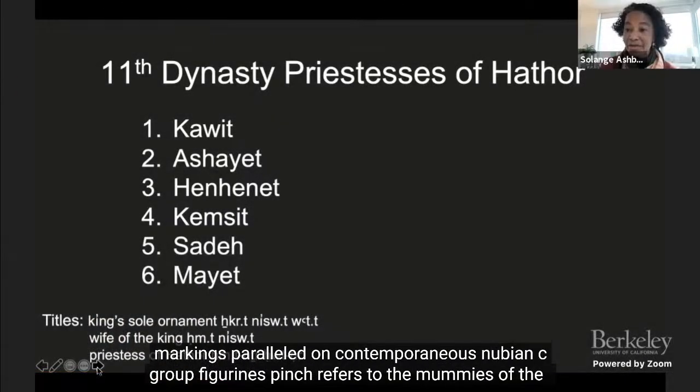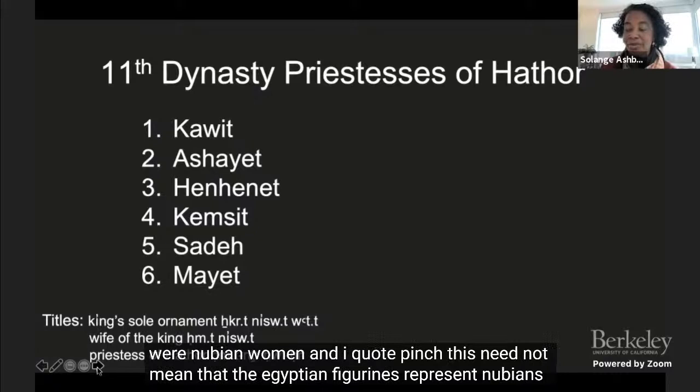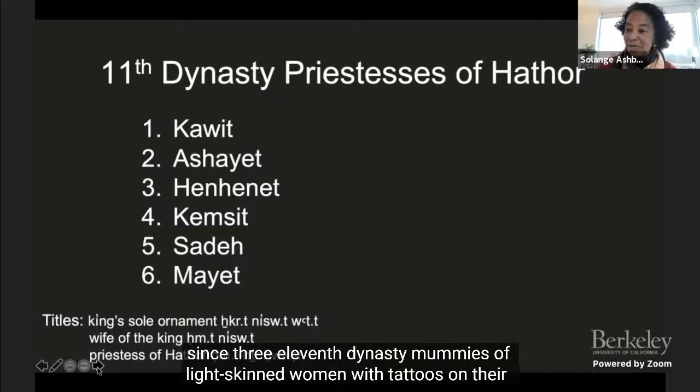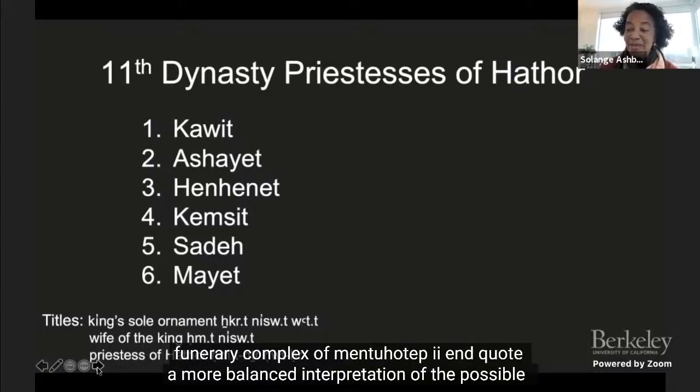Watch. Nubian C-group figurines, Pinch refers to the mummies of the priestesses of Hathor described above to declare that neither the figurines nor the priestesses were Nubian women. And I quote Pinch. This need not mean that the Egyptian figurines represent Nubians, since three 11th dynasty mummies of light-skinned women with tattoos on their thighs, stomachs, and shoulders were recovered from the precincts of Ak-Isut, the Egyptian name for the funerary complex of Mentuhotep II, end quote.